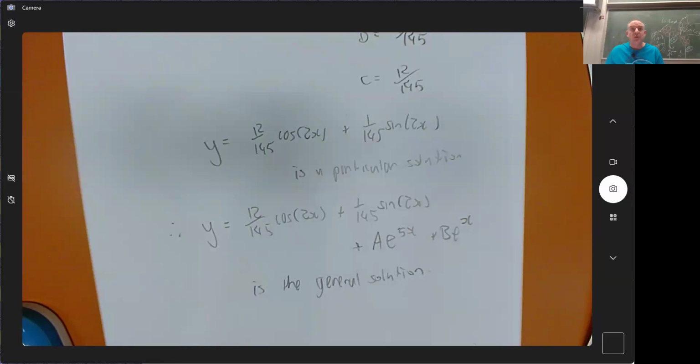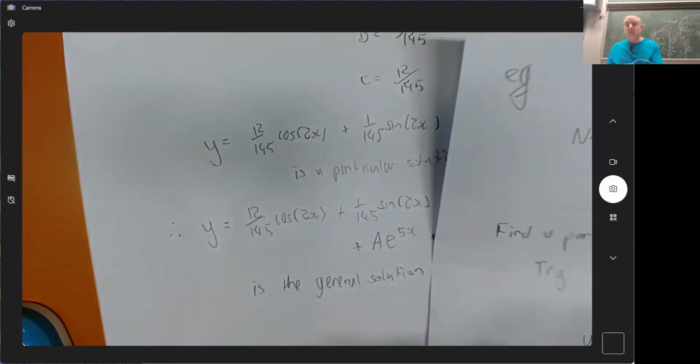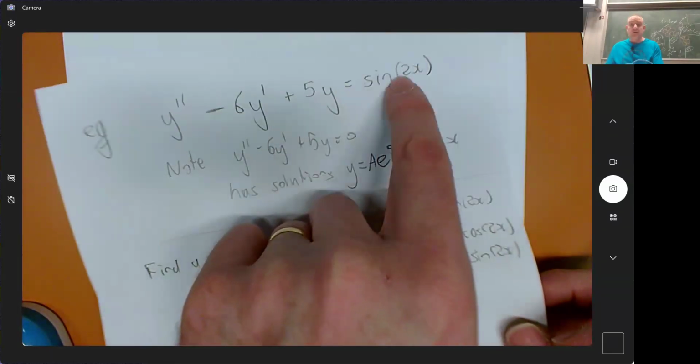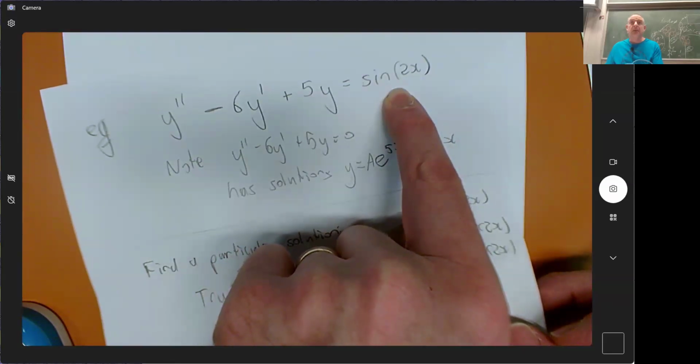How do you feel about that process? Okay. I'm going to do the same differential equation, but with a different Rx. Okay? Yes, please do.